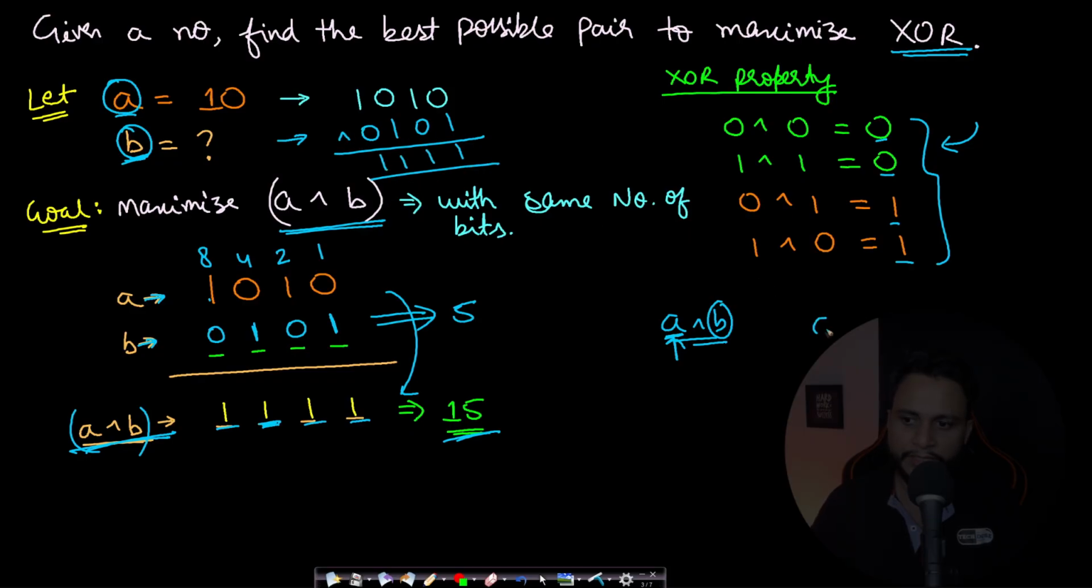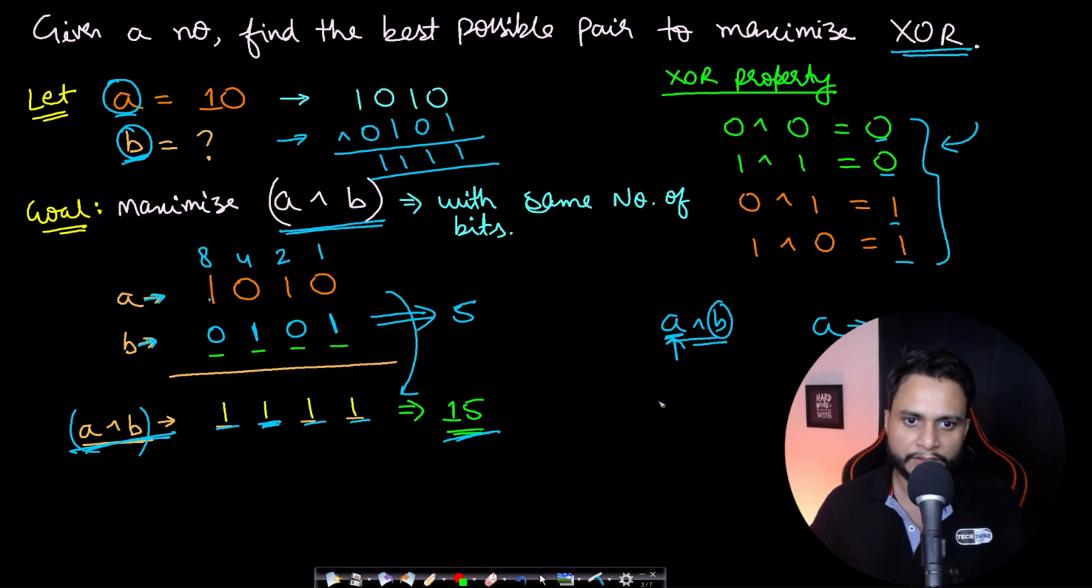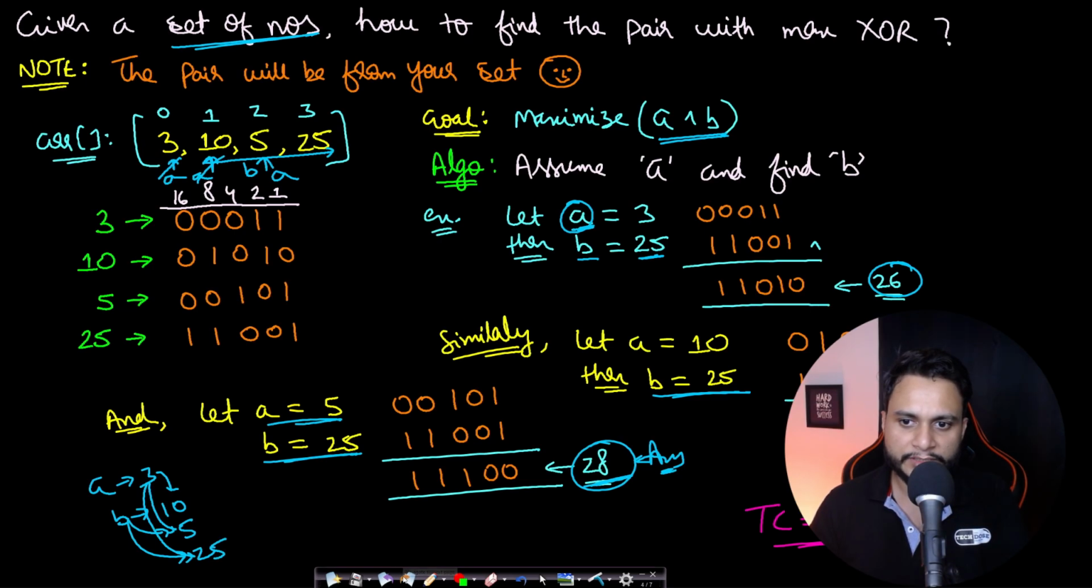Like I can put any number, let's say a is 1011. Then what will be the value of b to get the maximum value of a XOR b? You can imagine that if you negate all the bits of a and get 0100, then you will get all the ones. You will always end up with all the ones, which will be the maximum value of a XOR b. So this is the main intuition for solving this problem.